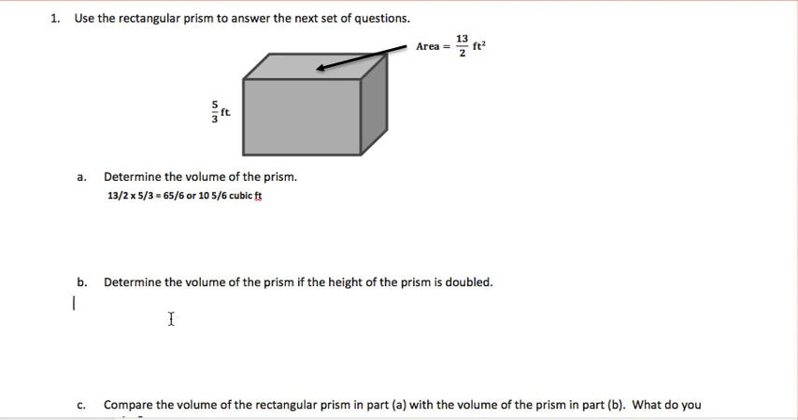Then we're asked to determine the volume of the prism if the height of the prism was doubled. So that would give us 13/2 times 10/3, because if we doubled 5/3, that would be 2 times 5/3, or 10/3. And that'll be 130/6, or 21 2/3 cubic feet.